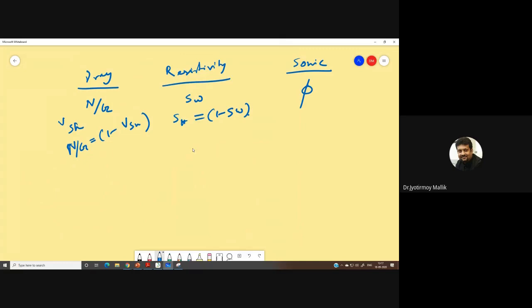So if I have these three, and I want to calculate STOIP, I need to know my GRV, the gross rock volume, which is the total volume of the rock.